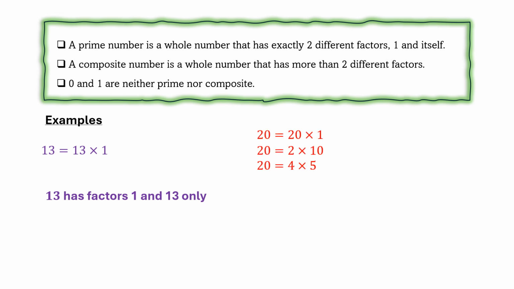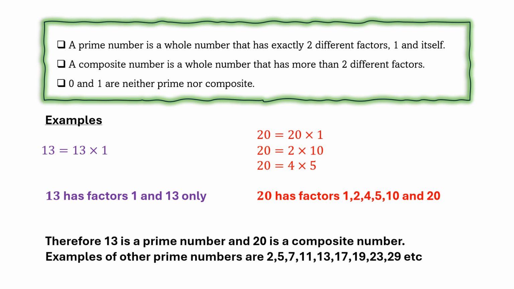Let's look at the number 20. We can write 20 as 20 times 1. However, 20 is also 2 times 10. 20 is also 4 times 5. So in this case, 20 has factors 1, 2, 4, 5, 10, and 20. Therefore, 20 is not a prime number, but 13 is a prime number. And we can also call 20 a composite number because it has more than two different factors.